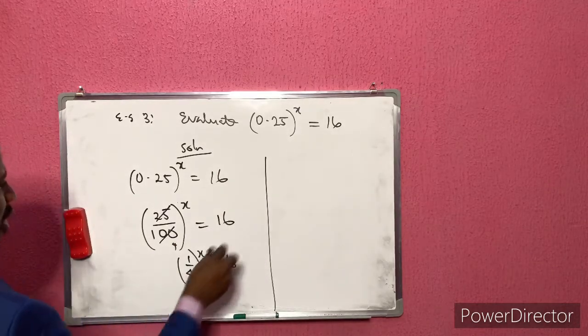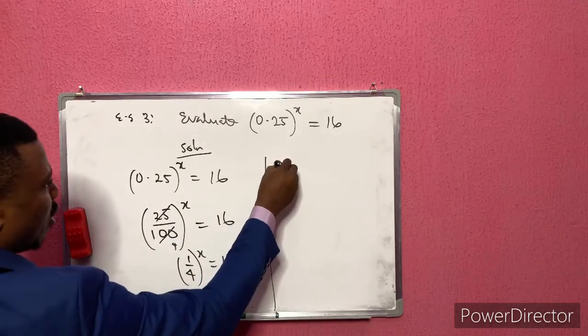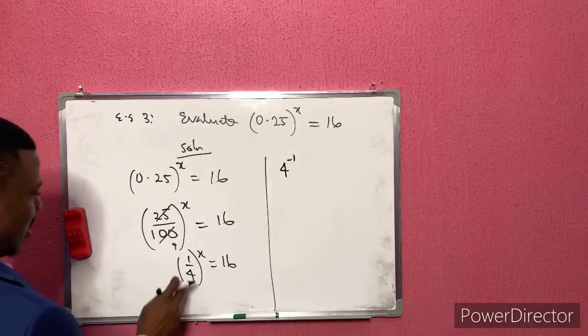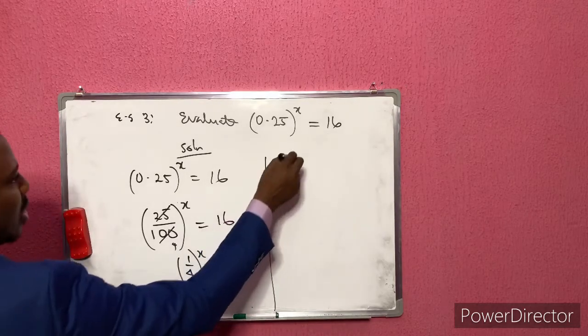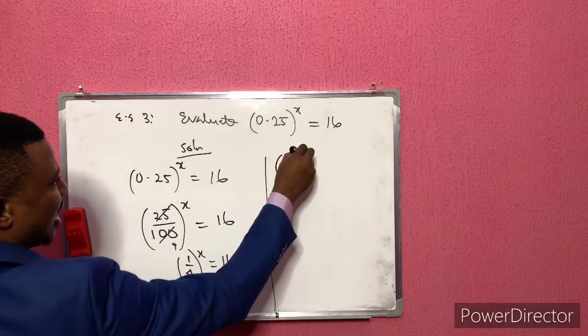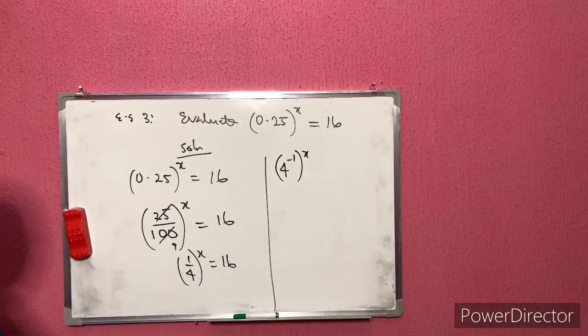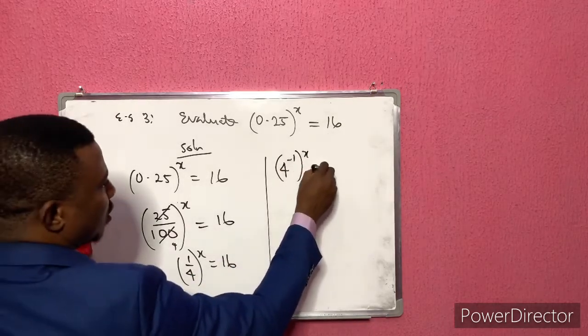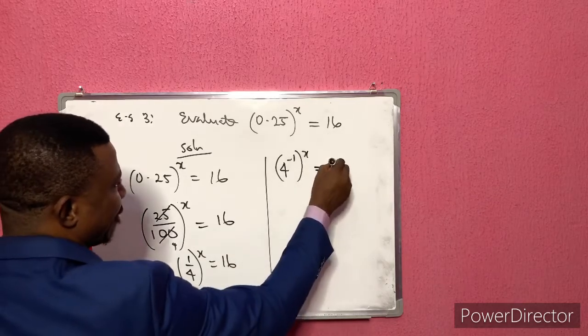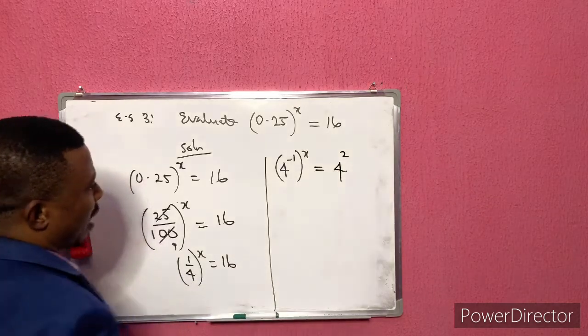1 over 4 is 4 raised to the power minus 1. 1 over 4 is this, all raised to x, and it is equal to, what is 16? 4 times 4. 4 power 2 is 16.